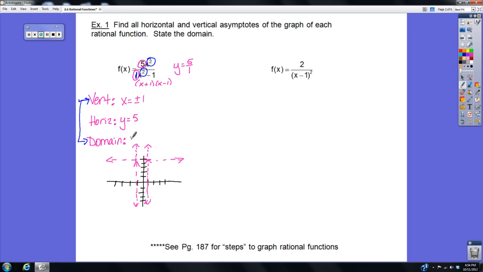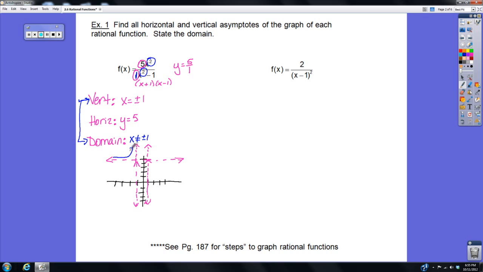As far as your domain goes, your x values cannot equal positive and negative 1, because that would make this denominator equal 0. So think about this: where your vertical asymptotes are located tells you what numbers cannot be included in your domain. See right here? Cannot be included in your domain.